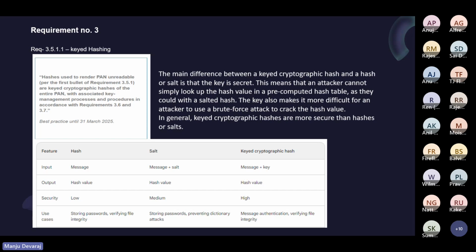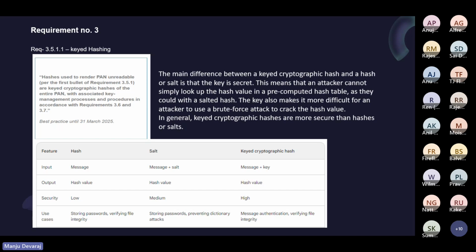I've written here myself the main difference between a keyed cryptographic hash function and a hash or a salt: the key is secret, meaning there is a key component which is secret here, right? That's point number one. Second, what does that mean to you? Attackers cannot simply look up the hash value in a hash table, or use pre-computed hash tables, rainbow tables and such, and they cannot guess or brute force. Brute force is an attack to recover the hashed or salted passwords, right?